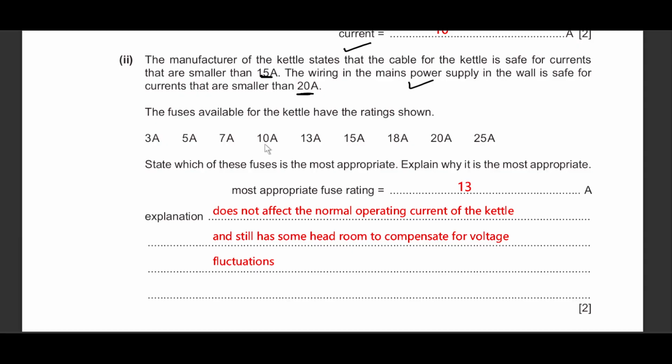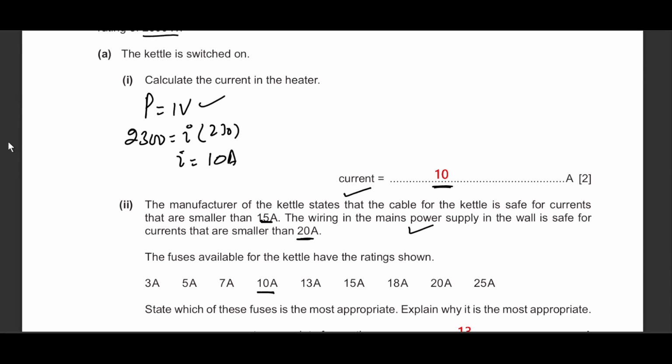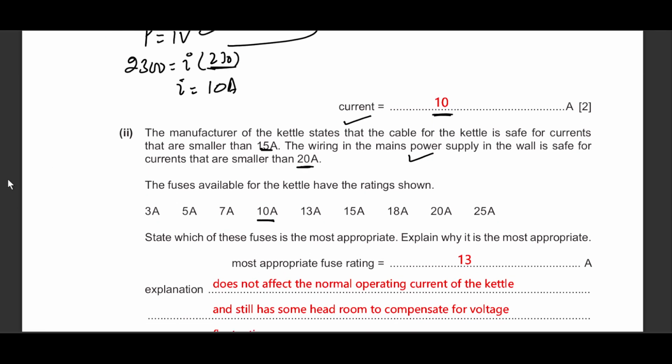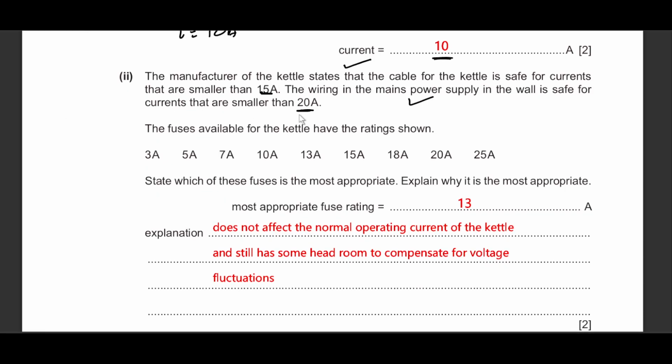We could choose 10 amps, but it will generally blow because it's right on the edge. The problem is we have to be slightly greater. What if there's slight voltage fluctuation? For example, this is 2300 watts. If the voltage drops to 210 volts due to line losses, whatever, 2300 divided by 210 gives me 10.95 amps. So just a change of 20 volts from the main supply and the fuse, if we had selected 10, would have blown. It's always a good idea to have a certain headroom, so always greater but closer. So it's going to be the 13 amp fuse. That's going to be the best option in this case.